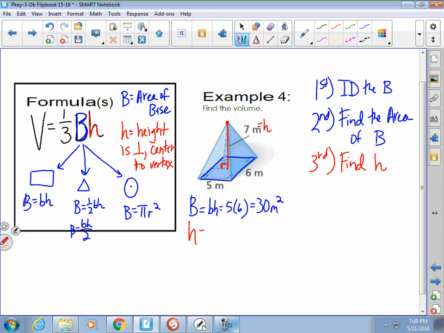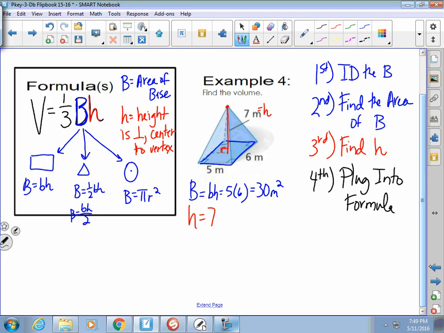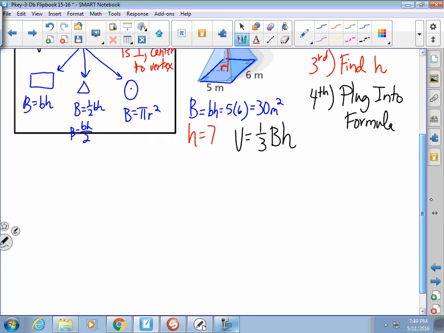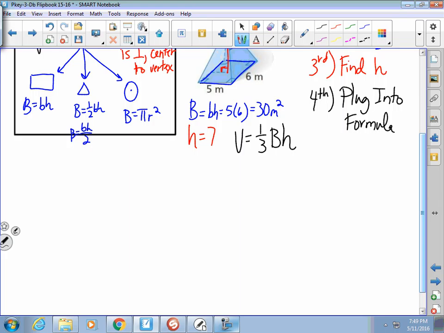So now I'm just going to go into plugging it into the formula. We're going to do this together because our formula is asking us to do 1/3 of the base times height. So V equals 1/3 BH. We're going to plug in our parts. I'm going to extend this page just a little bit so we can see. We're going to do 1/3 parentheses. Our B is our 30. Our H is our 7.